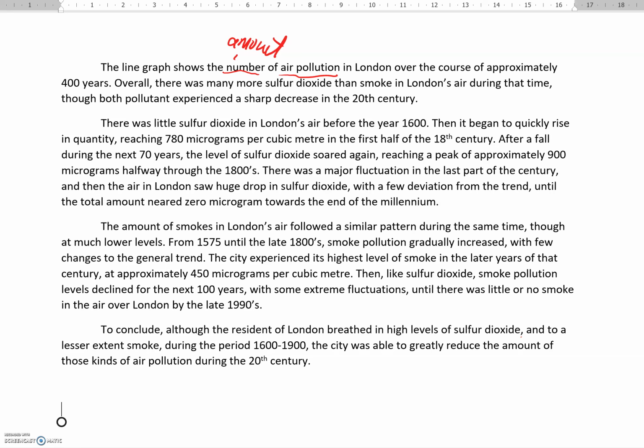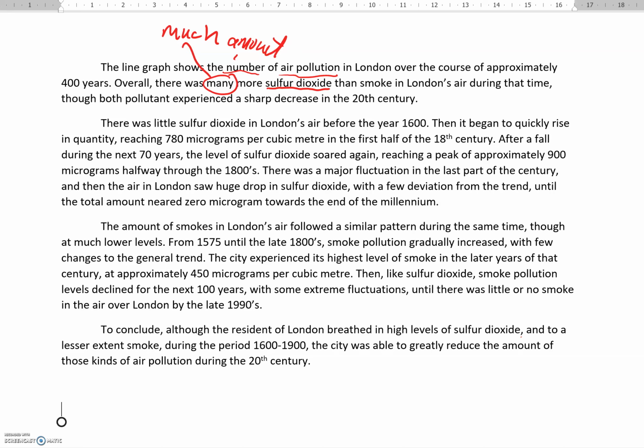Overall, there was many more sulfur dioxide than smoke. Well, sulfur dioxide is a chemical, and chemicals are generally non-count. But we have this word here, many, which is used with count. So we need to actually use much. There was much more sulfur dioxide. Okay, much is used with non-count nouns. Okay, so much more sulfur dioxide than smoke in London's air during that time.